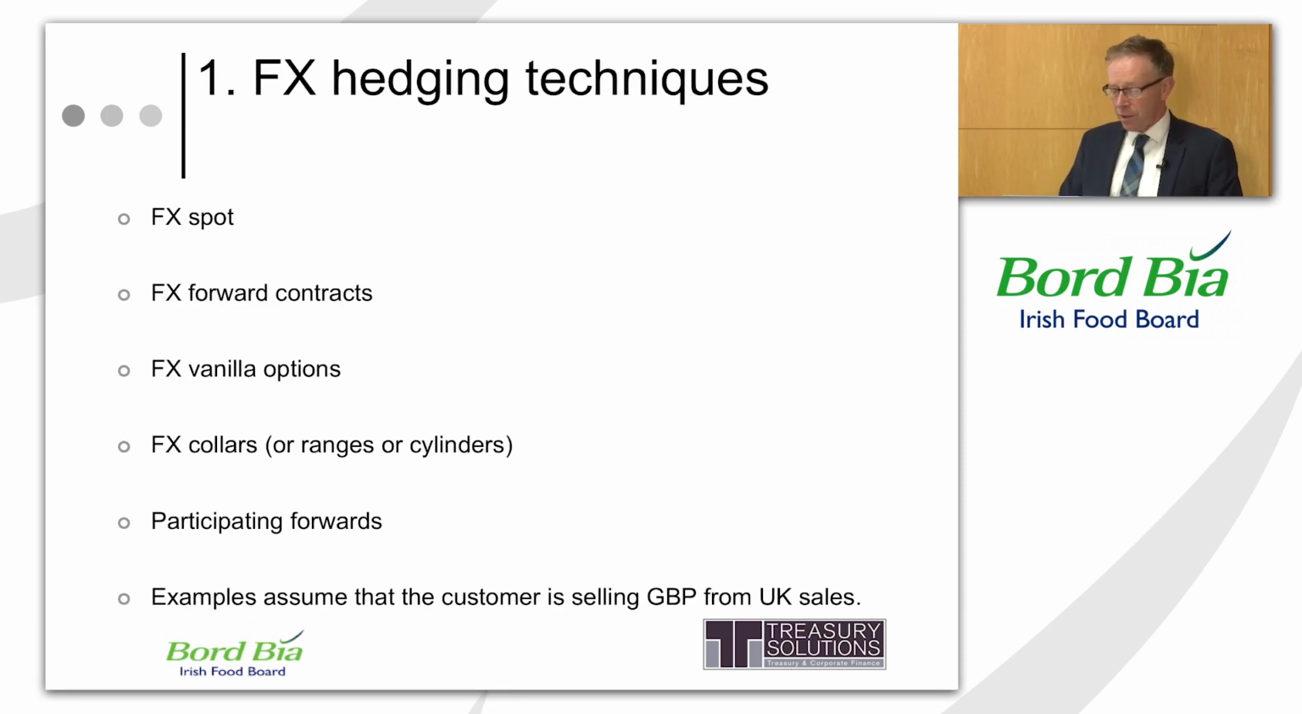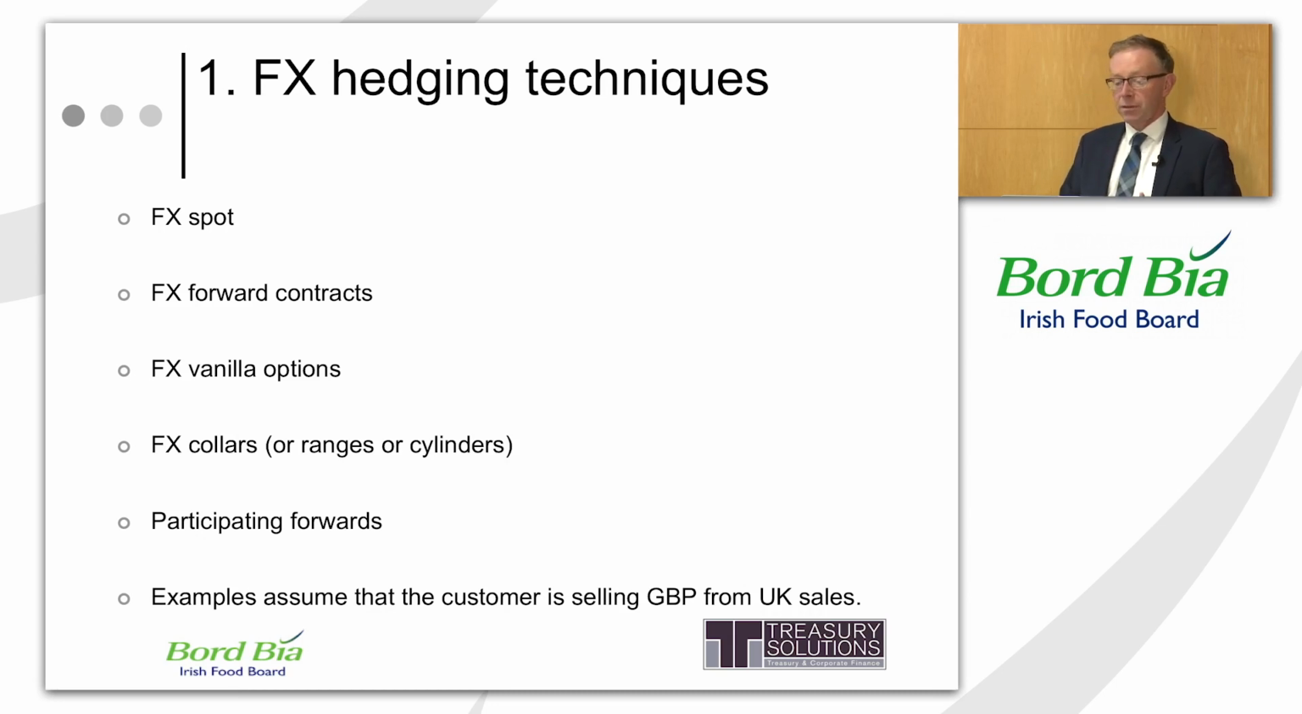So starting with the basic foreign exchange hedging techniques, we will cover spot transactions, forward contracts, options, and vanilla just means plain options, so nothing very sophisticated or too fancy. Options in their own right are a bit complex, but we'll talk about them in a second. We will then look at a variation of that which are called collars. They're also referred to as ranges or cylinders. We will deal with participating forwards.